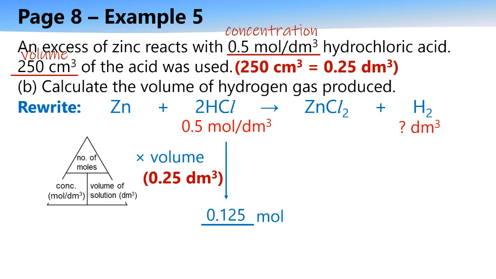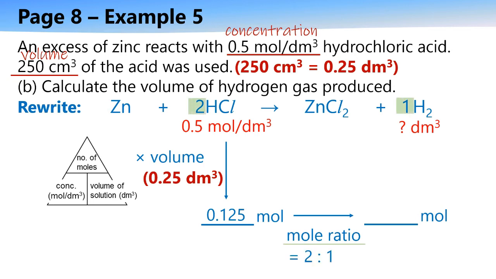So how to find the number of moles of hydrogen? We will use the mole ratio. So what is the mole ratio? We have 2:1. So same thing, if I have 2 units of 0.125 moles, what is 1 unit? That will be divided by 2, so I get 0.0625 moles.